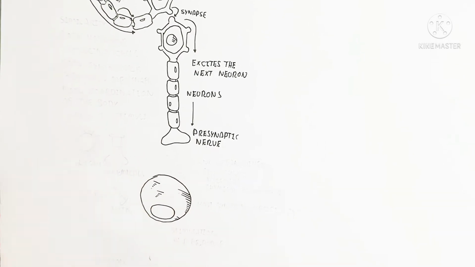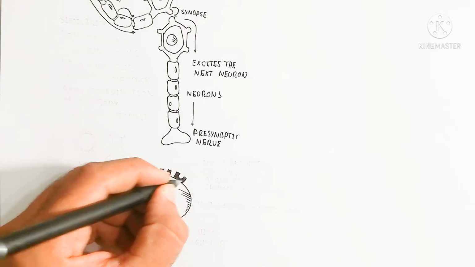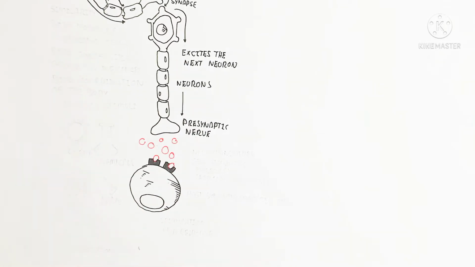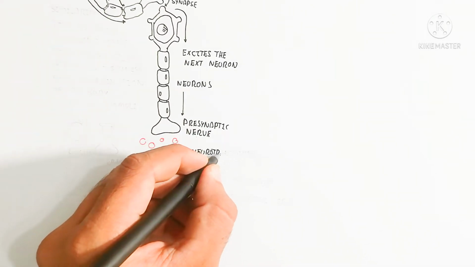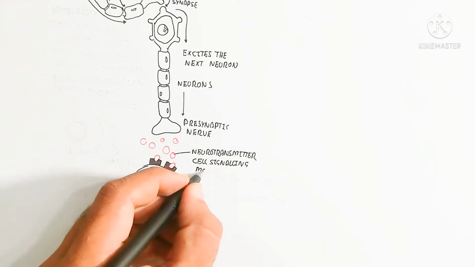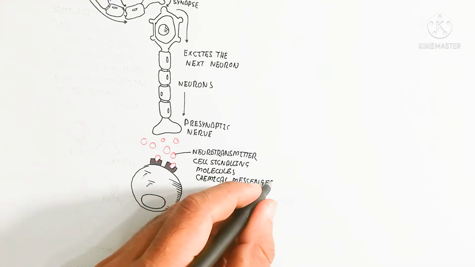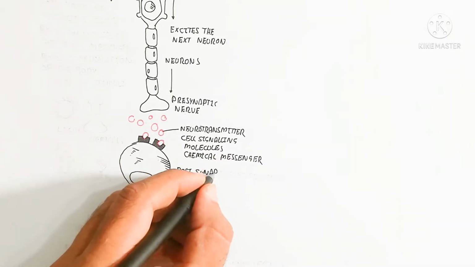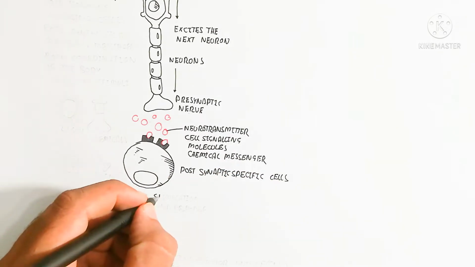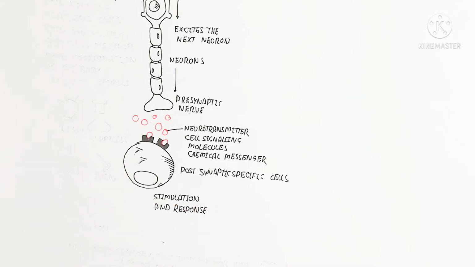In this way the depolarization will occur in the cell, which is used for muscle contraction or hormone release, and is known as the neuroendocrine system. But here we will not go into the neuroendocrine system; we will discuss it in the chemical coordination. So the neurotransmitter is a cell signaling molecule or chemical messenger. This is the chemical messenger that stimulates and gives the response.